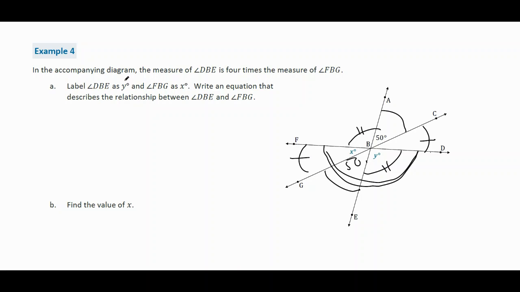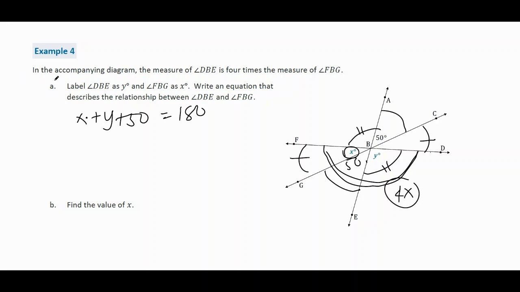In the accompanying diagram, the measure of DBE is 4 times the measurement of FBG. FBG is x. So it means this is going to be 4 times the x. Okay, so now you are able to see that there are two x's. So since x plus y plus 50 is equal to 180, all of you know you cannot add two different variables at the same time, right?